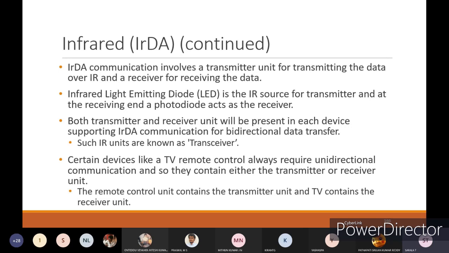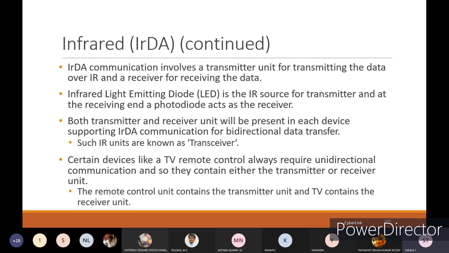Certain devices like a TV remote control require only unidirectional communication, because you will only be controlling the TV, and you won't have any data transmission from the TV. You will only have data communication from your remote towards the TV. That's why unidirectional communication is enough with respect to TV remotes, and so they contain either the transmitter or the receiver unit. The transmitter will be present in the remote and the receiver will be present in the television.